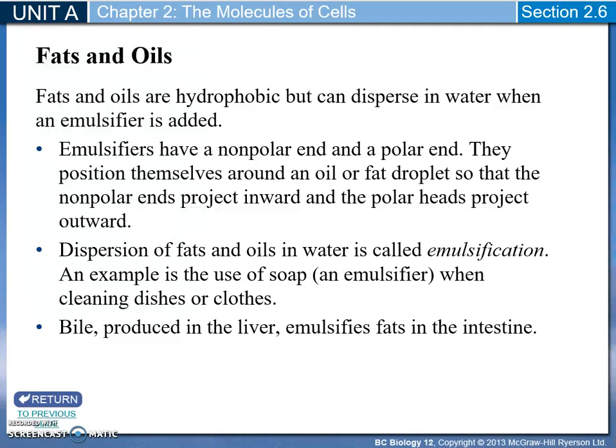We have some naturally occurring ones as well. For example, bile, which is produced in the liver. And this emulsifies fats in the intestine so that they can actually be absorbed in the human digestive tract.